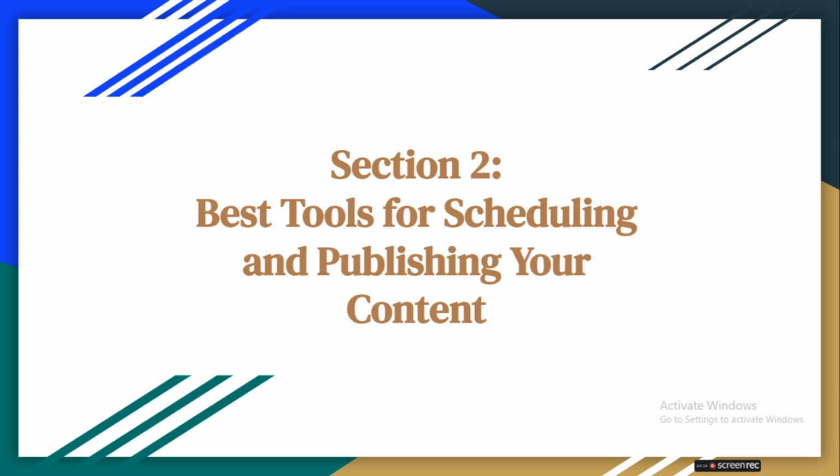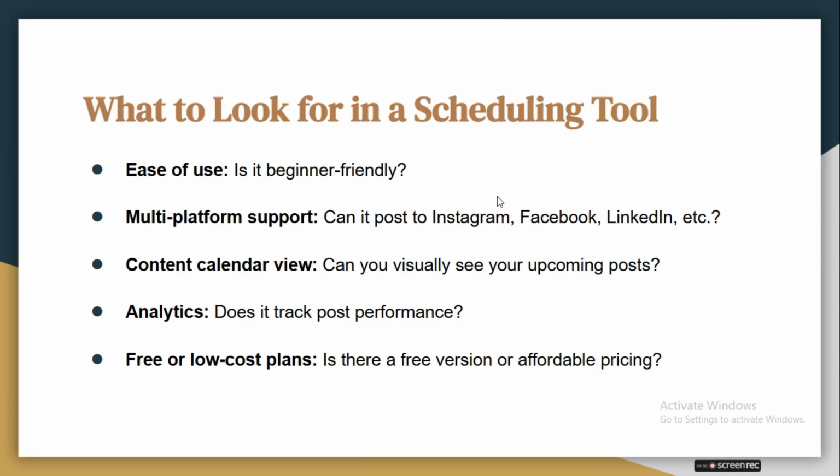What to look for in a scheduling tool. Before we jump into the list, here are some helpful features to look out for. 1. Ease of use. Is it beginner-friendly? 2. Multi-platform support. Can it post to Instagram, Facebook, LinkedIn, etc.? 3. Content calendar view. Can you visually see your upcoming posts? 4. Analytics. Does it track post performance? 5. Free or low-cost plans. Is there a free version or affordable pricing?